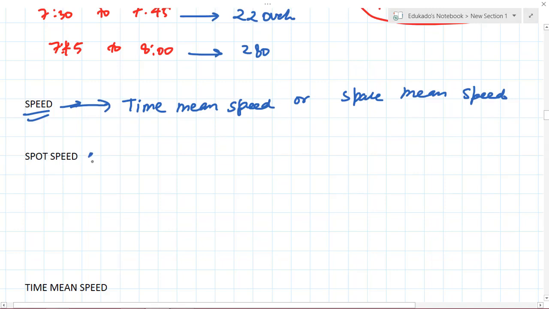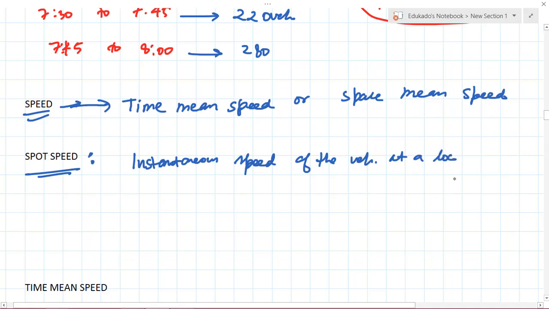So let's understand what a spot speed is. Spot speed is nothing but a term you already know. To you it is like instantaneous speed. The instantaneous speed of the vehicle at a location is known as the spot speed.